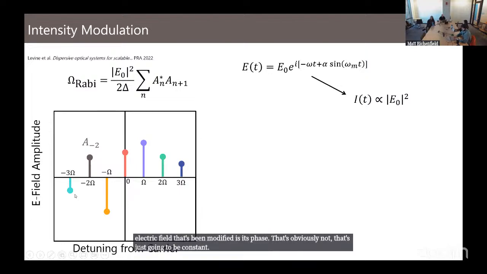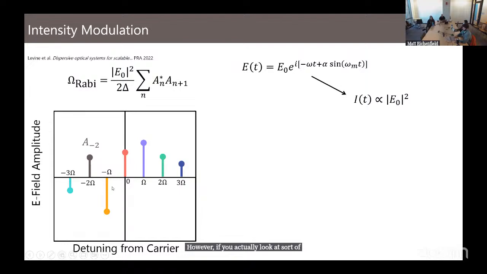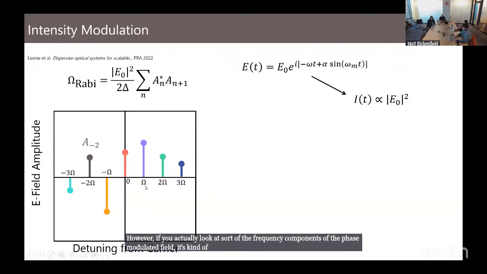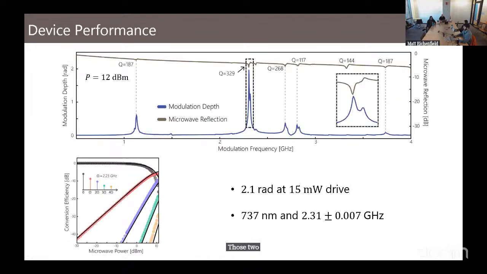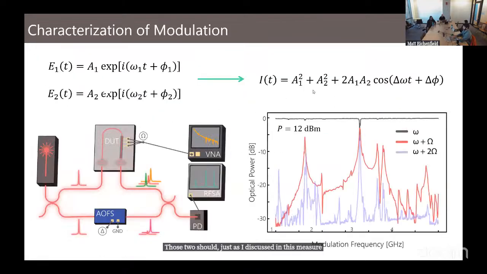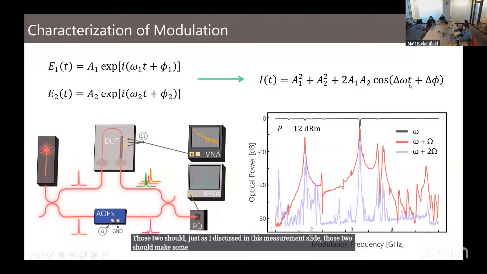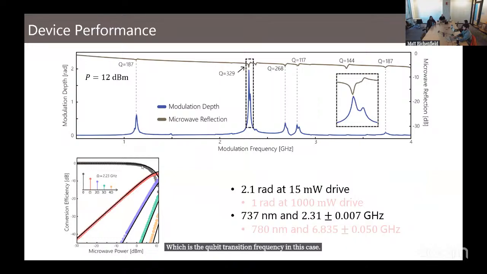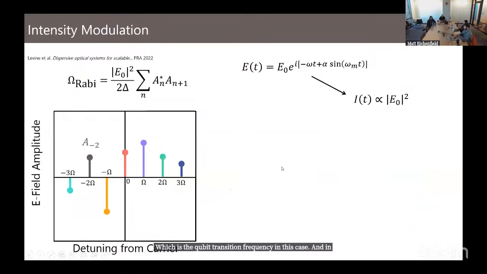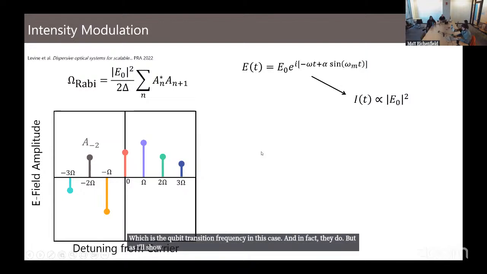However, if you actually look at the frequency components of the phase modulated field, it's kind of surprising that you don't create any intensity modulation, because, for example, if you look at this carrier signal and its neighbor, this purple first sideband, those two should, just as I discussed in this measurement slide, make some intensity modulation at their difference frequency, which is the qubit transition frequency in this case. And in fact, they do, but as I'll show in a second, it perfectly cancels out with other intensity modulation produced by adjacent sidebands.